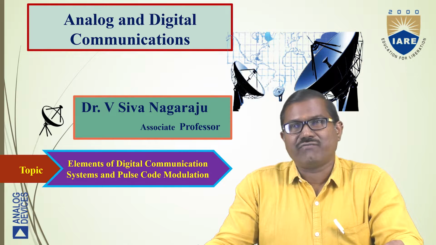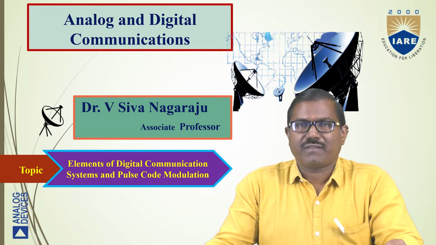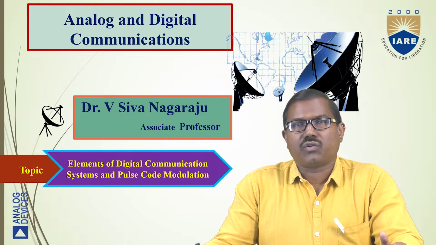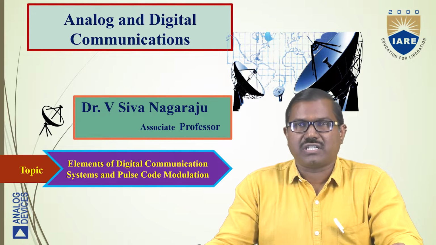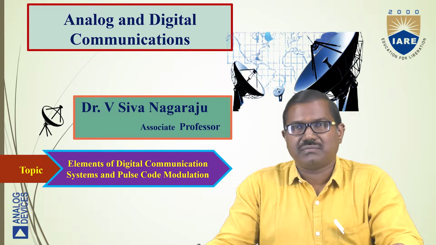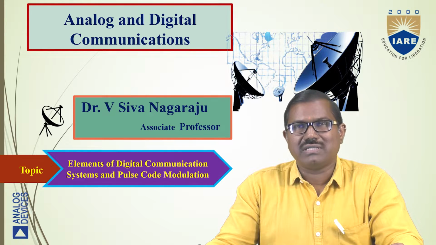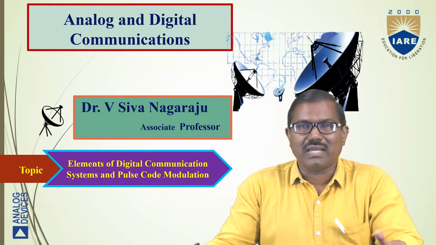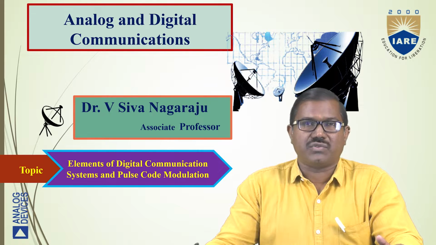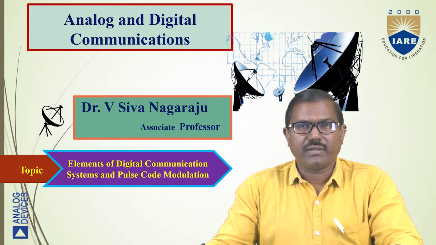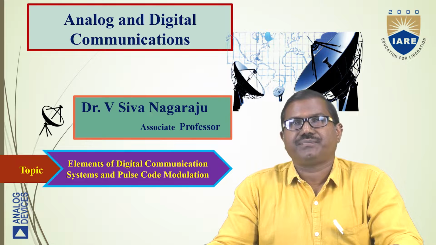So in this topic, what are the elements involved for transferring the digital information from source to destination? This we can call the elements of digital communication systems. And the second one is pulse code modulation, which is the first digital communication system. In this session, we are going to discuss the elements involved in the digital communication system and pulse code modulation. Okay, let's start the session.